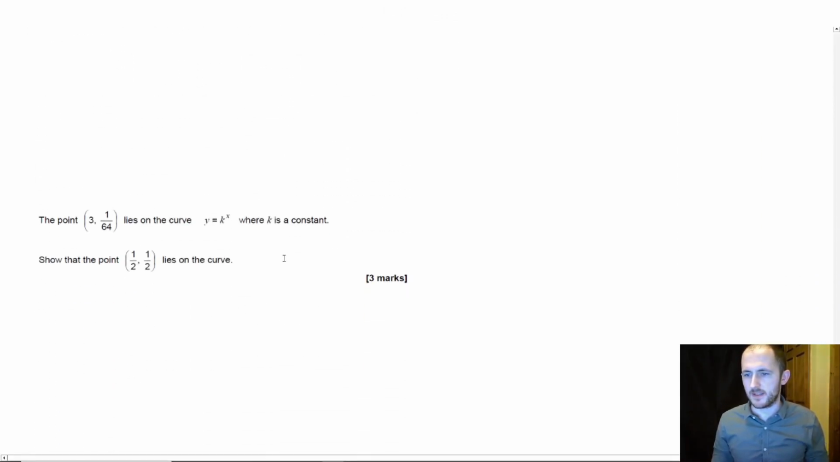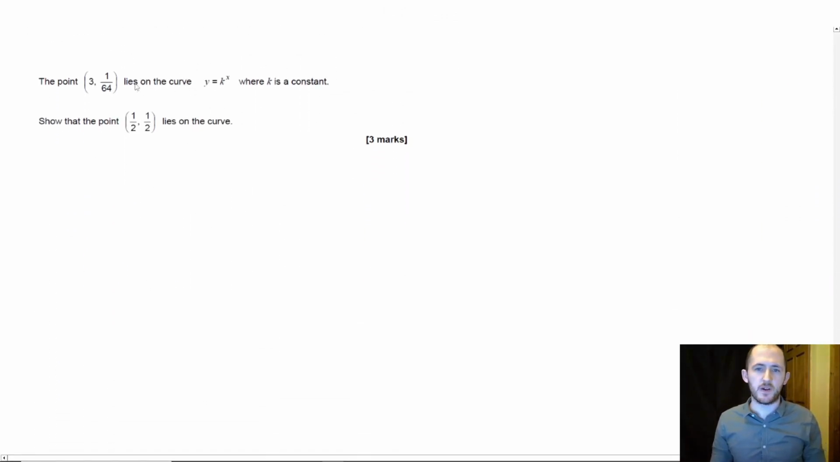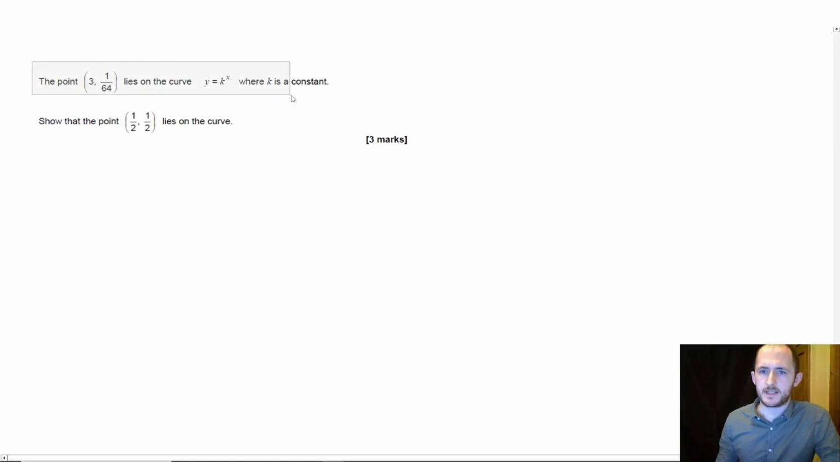And this is the last one that I found for this paper, for this topic. A 3 marker. This is actually on the OCR exam board, but again, I like to repeat this every now and then. All of the exam boards have to follow the same spec for GCSE. They don't for A level, and there's a lot of difference, but for GCSE they have to follow the same spec. So, the point 3 and 1/64 lies on the curve y equals k to the x. Show that the point half, half lies on the curve.